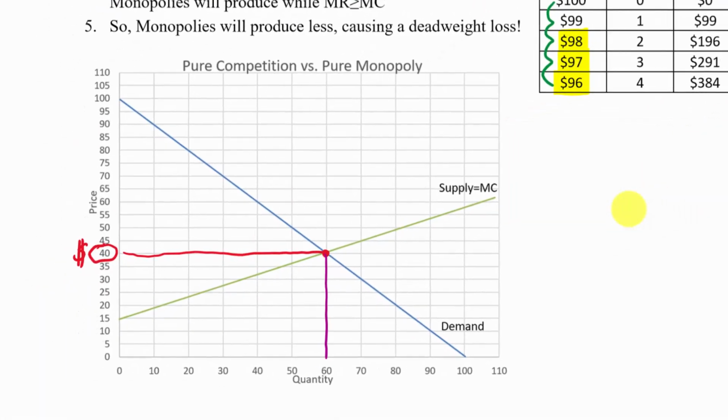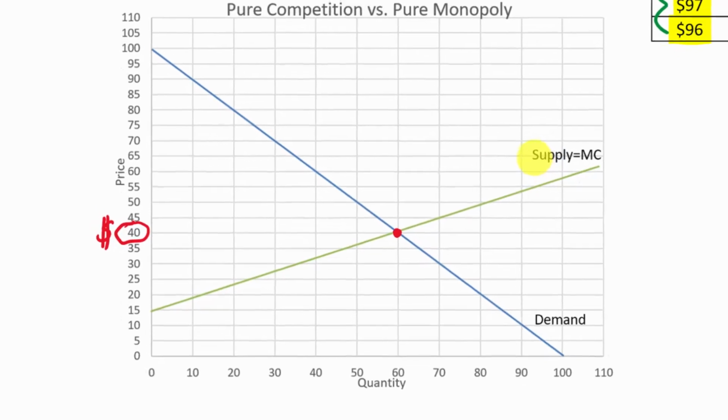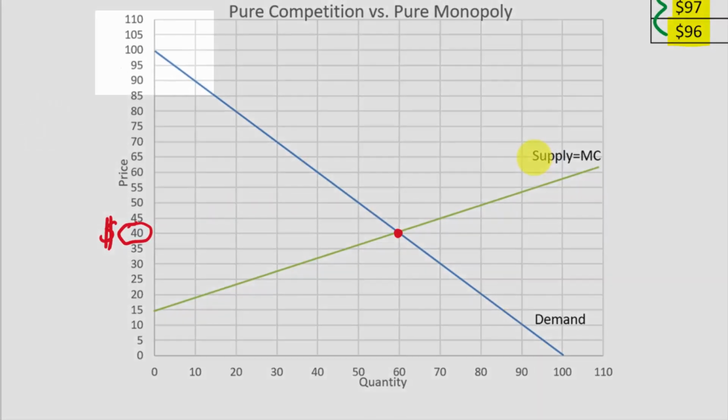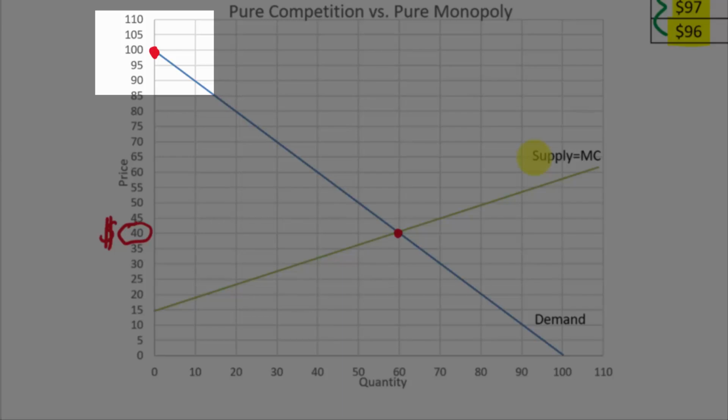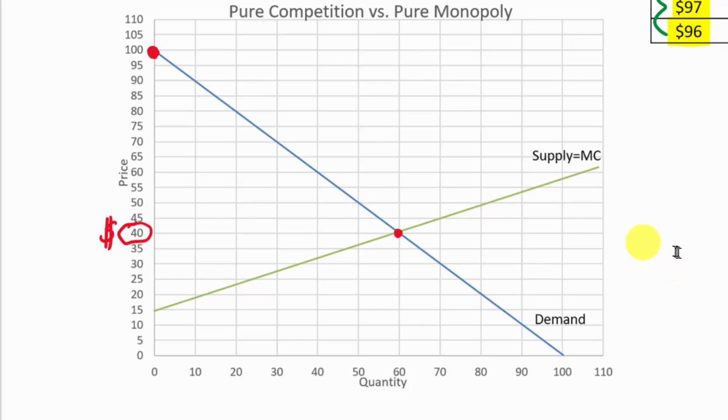So if we want to draw the marginal revenue curve that the monopolist is going to be looking at here, what we want to do is draw a straight line. And the straight line is going to start up here at $100 and a quantity of 0, just like the demand curve does. But the marginal revenue curve is going to go down twice as fast. And so if the demand curve intersects the quantity axis at 100 units, a line that goes down twice as fast is going to intersect the quantity axis at 50 units. So let's draw that marginal revenue curve in there.